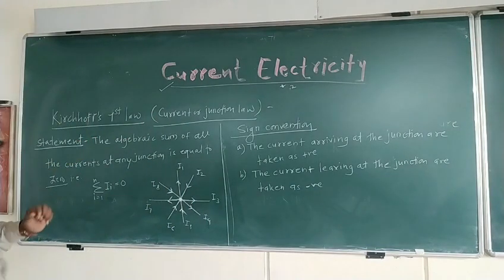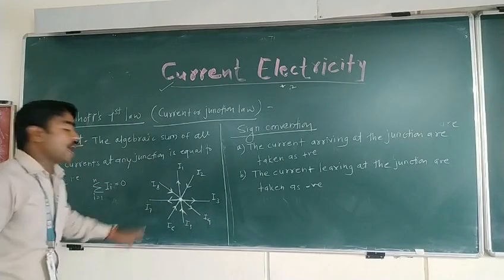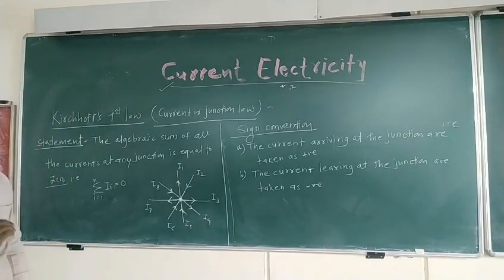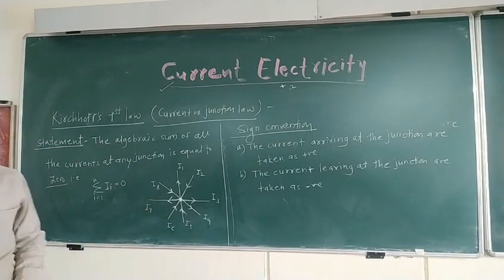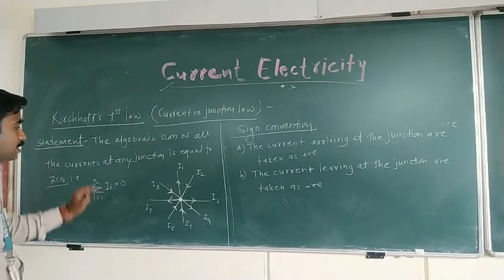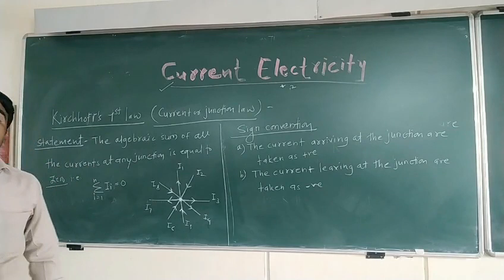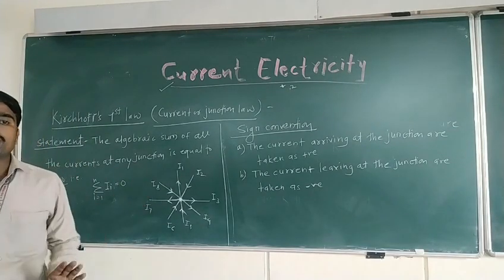In this diagram, the currents I1, I3, I4 and I7 are flowing away from the junction. Therefore, these currents are taken as negative. And currents I2, I5, I6 and I8 are flowing towards the junction. Therefore, these currents are taken as positive.